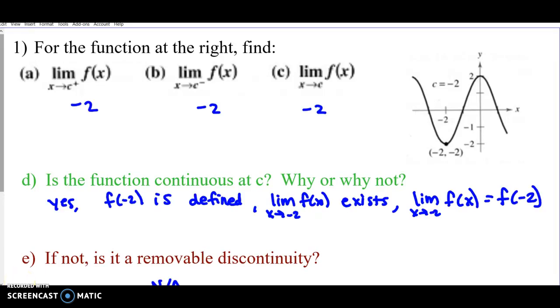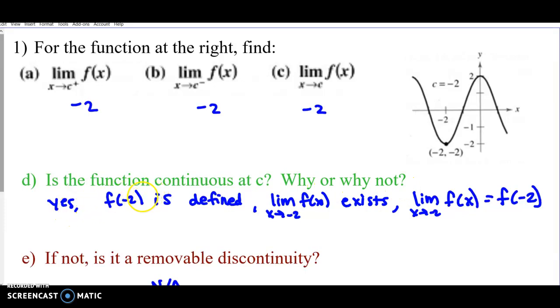So first we have to figure out what are these three limits. So in order for the limit of f of x as x approaches c to exist, these have to both equal the same value, and they do. So all three of these have limits at -2. So is it continuous at c? Why or why not? Yes, it is.